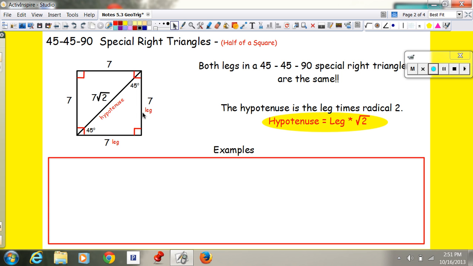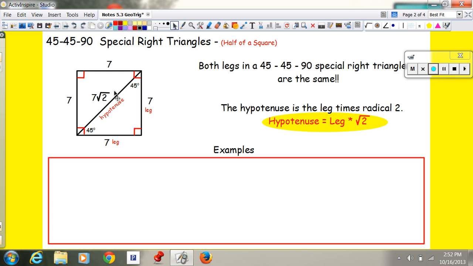But whenever you've got two legs the same, that means you cut a square in half, and your diagonal becomes the same number times radical 2. That always comes out as radical 2. So both legs in a 45, 45, 90 special right triangle are the same. That means it's an isosceles right triangle. The hypotenuse is the leg times radical 2. So you take your leg and multiply it by radical 2, you get your hypotenuse.